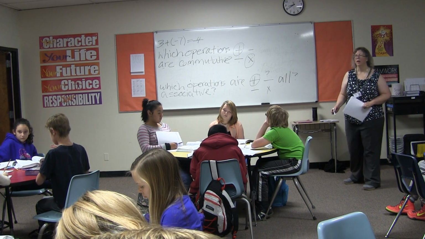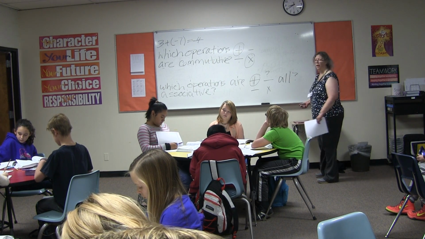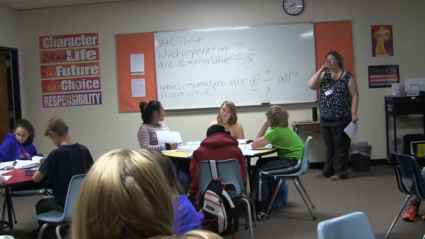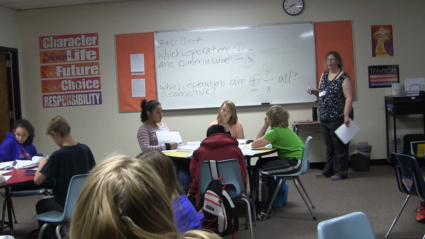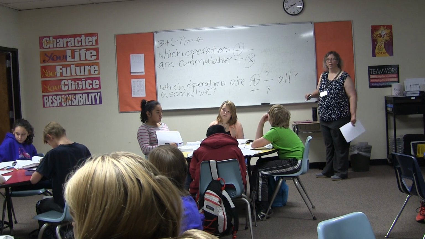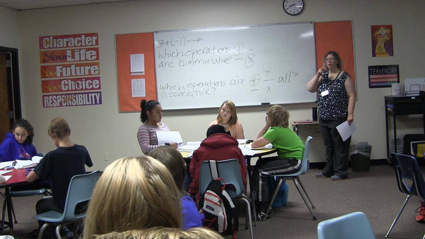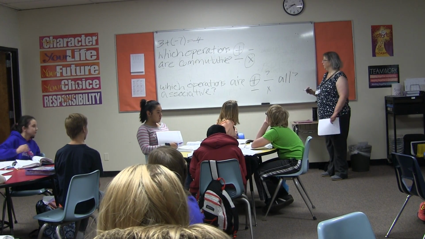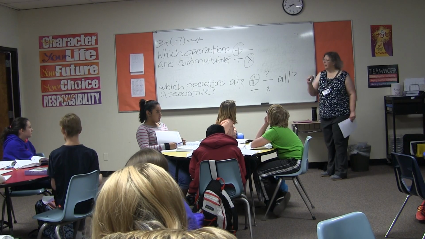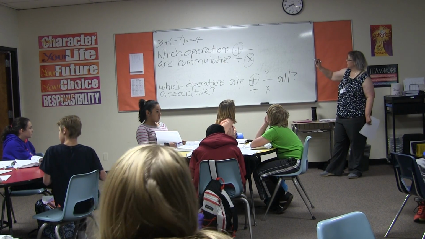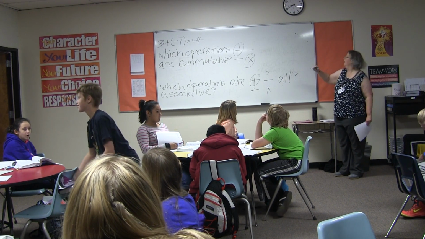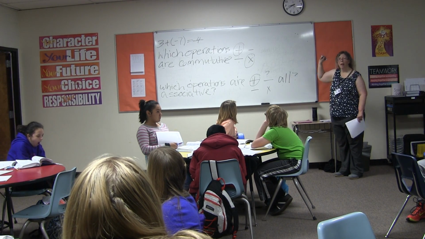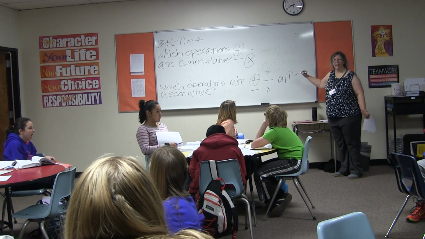Okay, so the commutative ones are addition and multiplication, and then I think that would leave subtraction and division that are associative? Okay, just to wrap things up a little bit here. Actually, the operations that are commutative and associative are addition and multiplication.